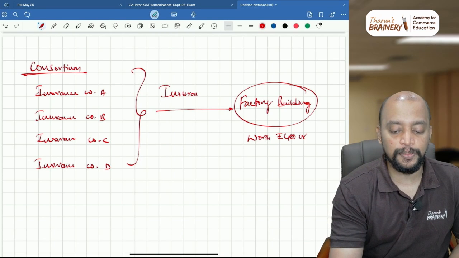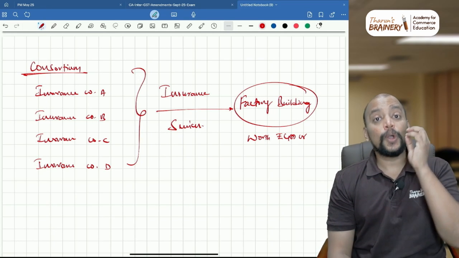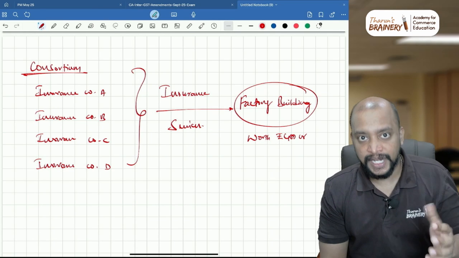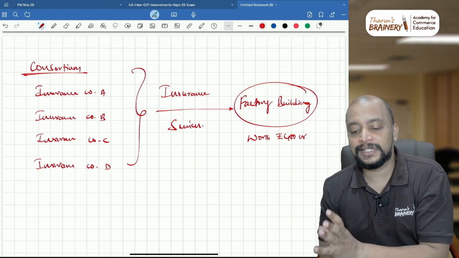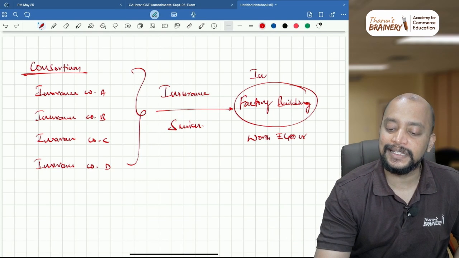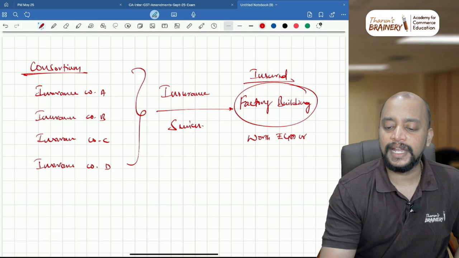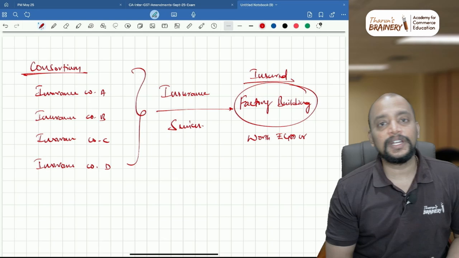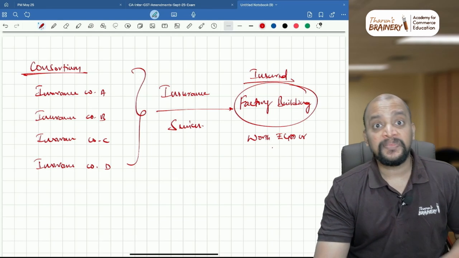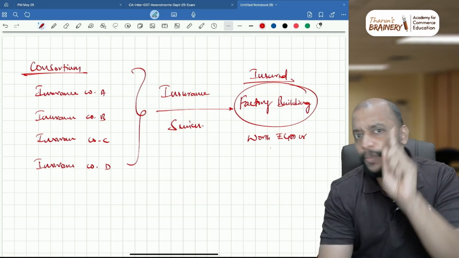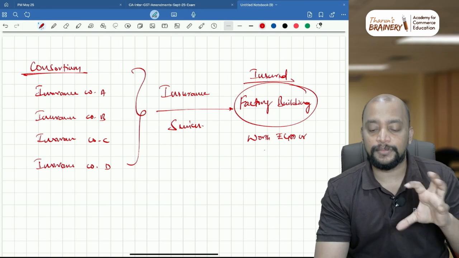building. Together they are providing insurance services, and this is known as co-insurance. Got it? So when more than one insurance company as a group provide the insurance services to the insured, so here the factory building is the insured, then it will be coming under co-insurance. Now what happens? This particular insured will be paying insurance premium. How many payments will he make? Only one payment to the consortium.